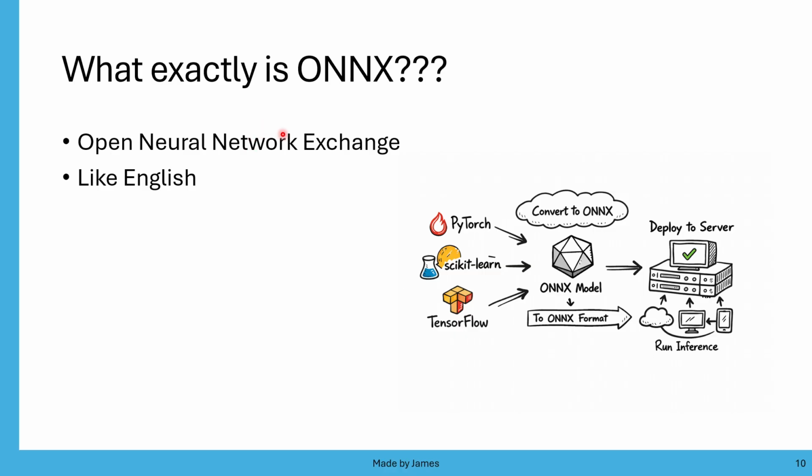Previously, engineers had to manually rewrite the model using another framework while working with mathematical formulas. This is definitely a disaster for the tech world. To solve these problems, giants like Microsoft and Meta jointly developed ONNX, which stands for Open Neural Network Exchange.